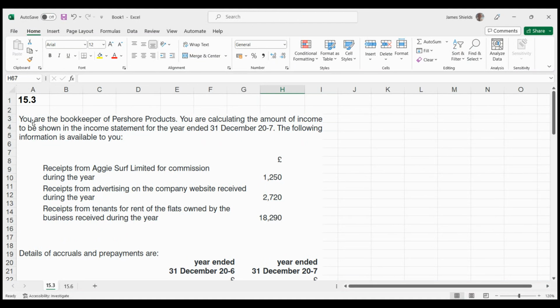So let's see what we've got. You are the bookkeeper of Pershaw Products. You are calculating the amount of income to be shown in the income statement for the year ended the 30th of December 2017, and the following information is available to you.